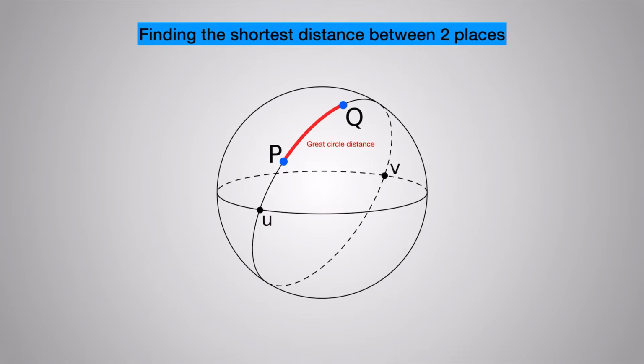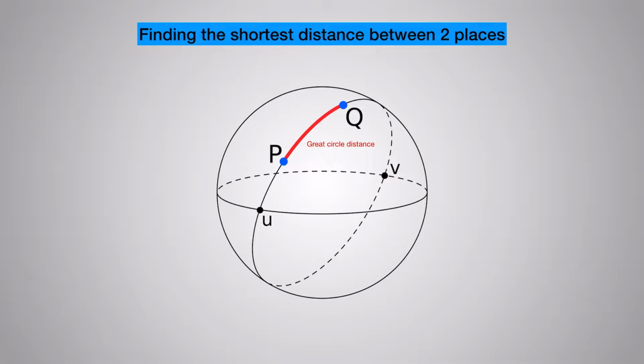Let's start by talking about the first part, which is to find the shortest distance between two places. Shortest distance means that we have to find the distance along a great circle, because if you remember, a great circle always gives the shortest distance between two places. Even if you look at this diagram, there is a great circle and there are two places P and Q which are plotted on the great circle. If I was to find the shortest distance between these two points, I will find the great circle distance, which is shown in red.